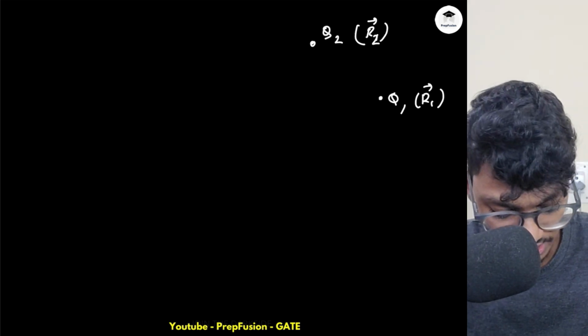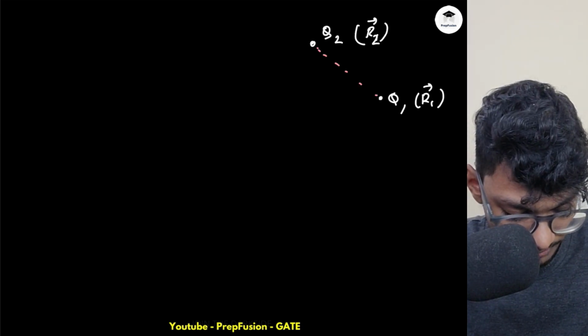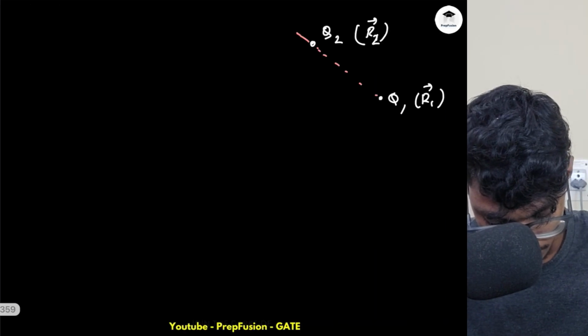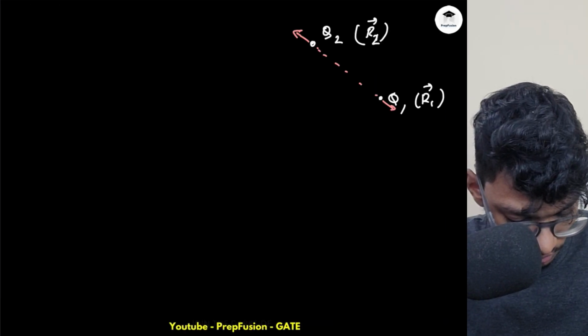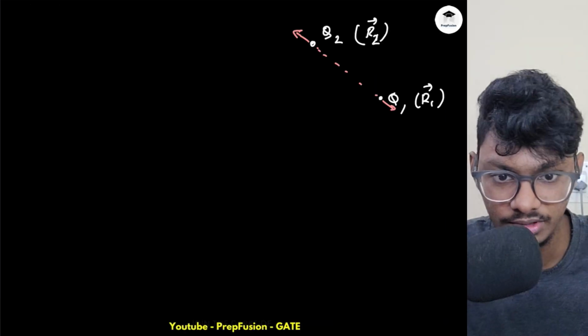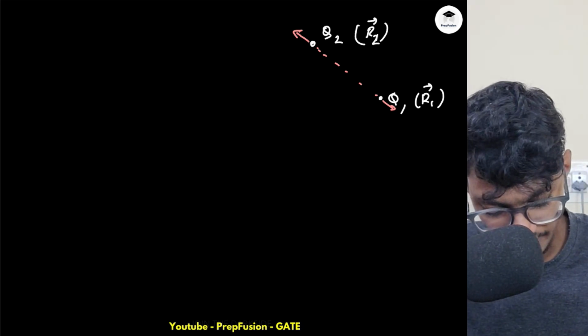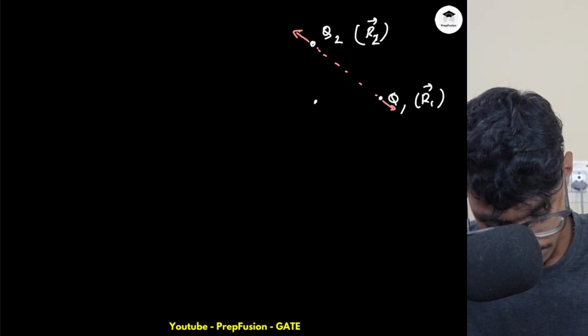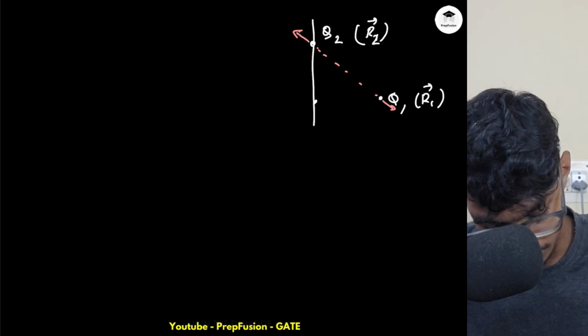Basically the force experienced by them will be along the line joining them, but as both of them are positive, this will be outward. They will repel each other. So even though it is a line joining them, let's assume this as the origin. They are in 3D, I don't care, they are in 3D.